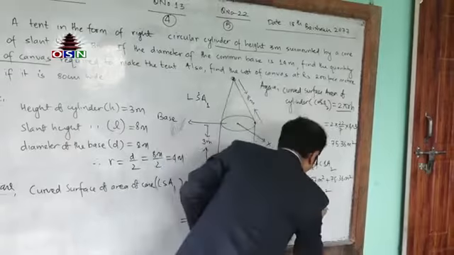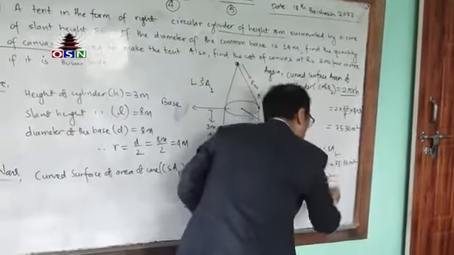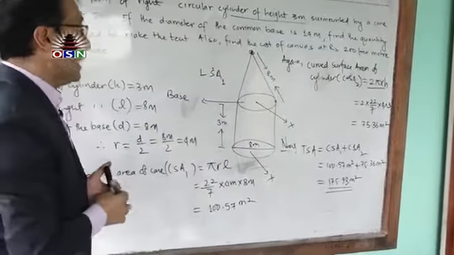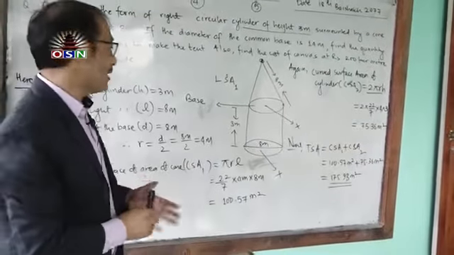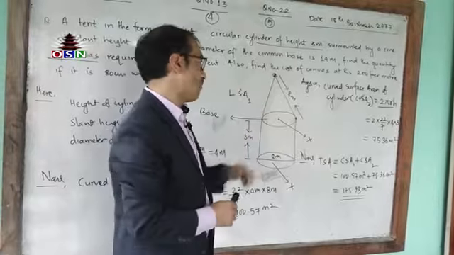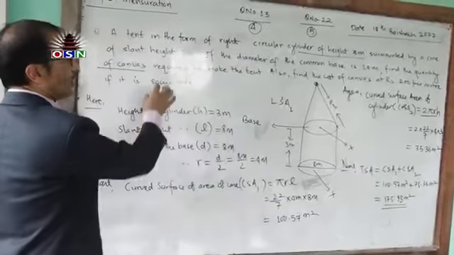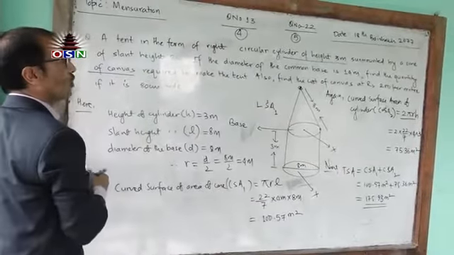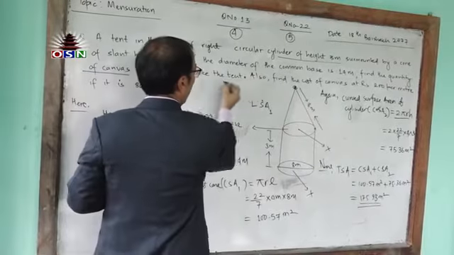Then the total surface area itself is the area of canvas that is used to prepare these combined objects. And the question is just asking for the quantity of canvas required to make the tent. Up to here we have already completed.